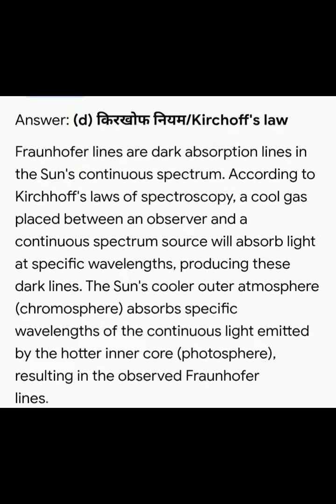The next question is, the Fraunhofer lines in the solar spectrum are explained by dash. We know the Fraunhofer lines are the dark absorption lines in the sun's continuous spectrum, and according to Kirchhoff's law of spectroscopy, a cool gas placed between the observer and the continuous spectrum source will absorb light at specific wavelengths, producing these dark lines. The sun's cooler outer atmosphere absorbs specific wavelengths of the continuous light emitted by the hot inner core, resulting in the observed Fraunhofer lines. So here the answer is Kirchhoff's law.